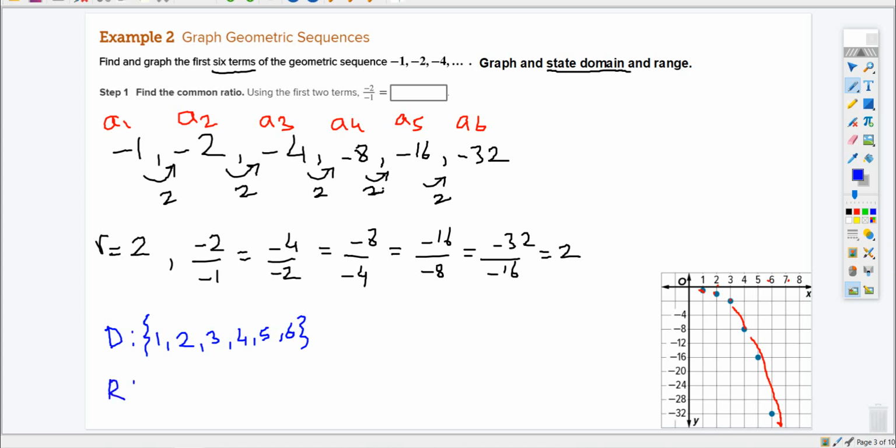And the range is the numbers that you got. You know how we have a sequence starting with -1, -2, -4, -8, -16, and -32. This is the range then. Okay, that's the idea, domain and range.